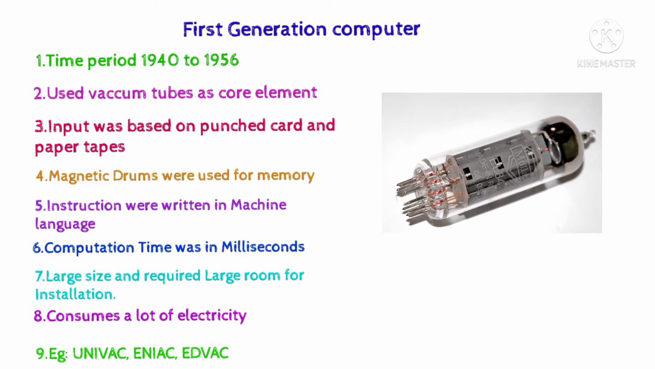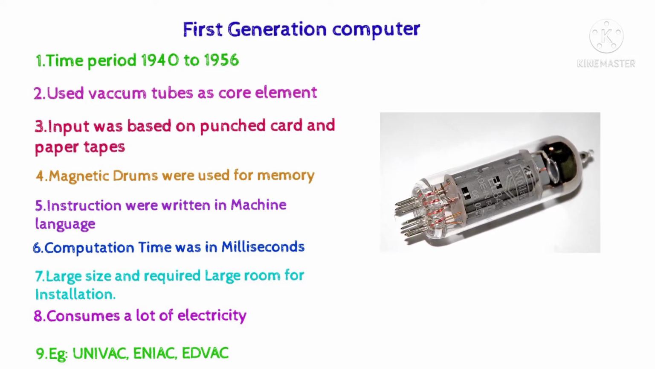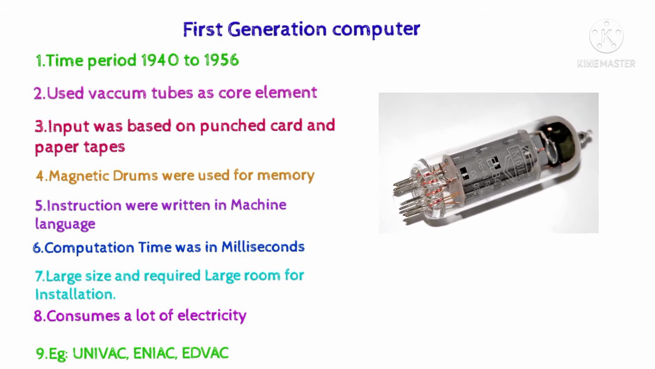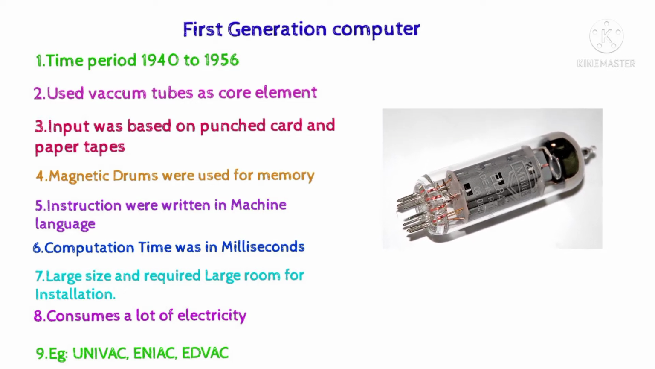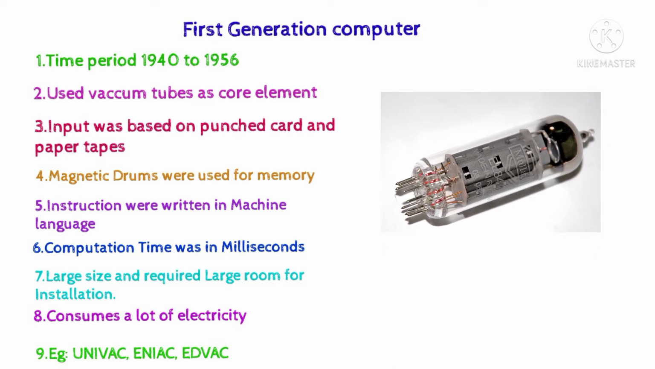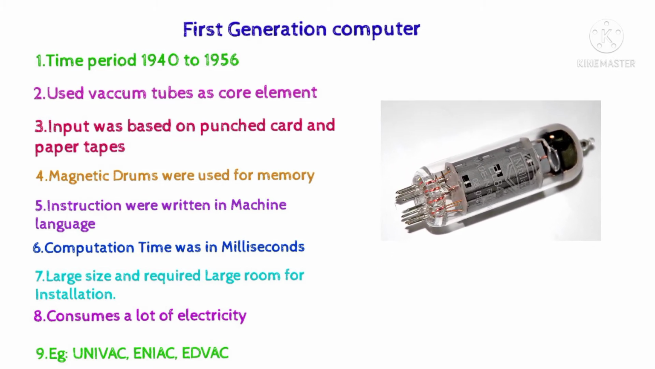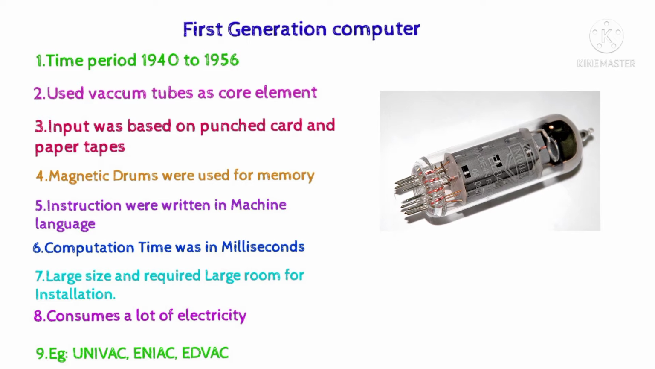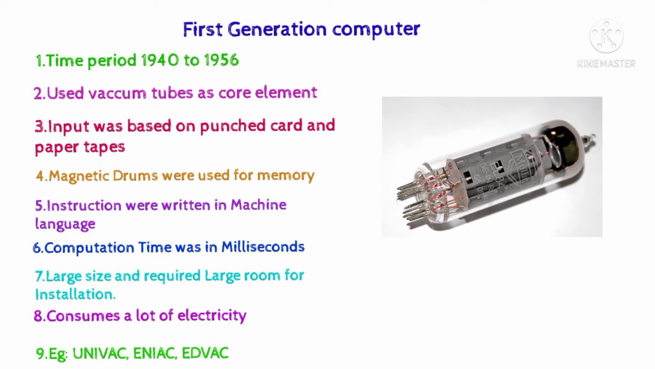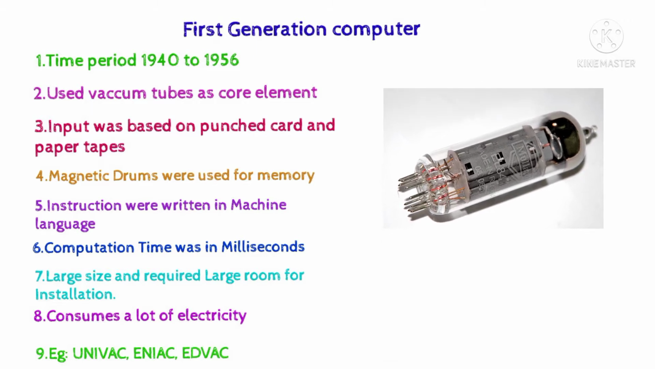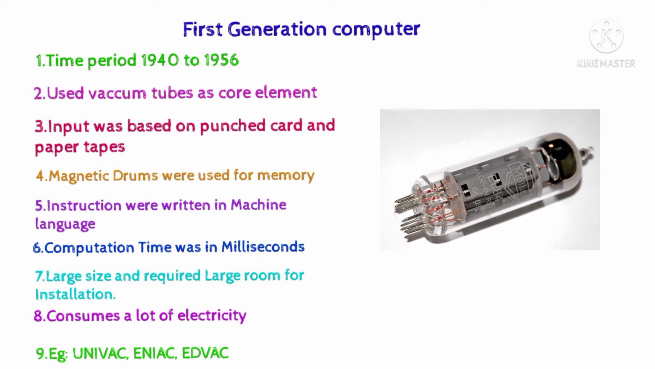The time period considered for the first generation computer was around 1940 to 1956. Second point, while talking about its hardware side, the main element used in first generation computers were vacuum tubes. Punched card and paper tapes were used for input purposes, and also magnetic drums were used for memory. And the next point is instructions were written in machine language. Machine language means machine understandable format, that is zeros and ones. While talking about the computation time, it was in milliseconds.